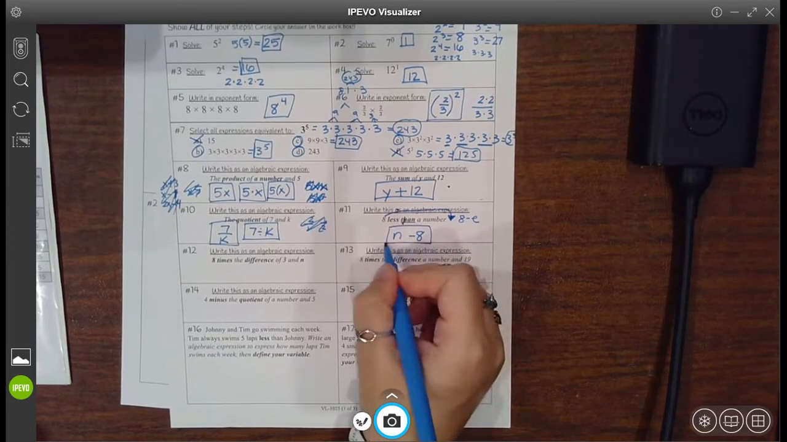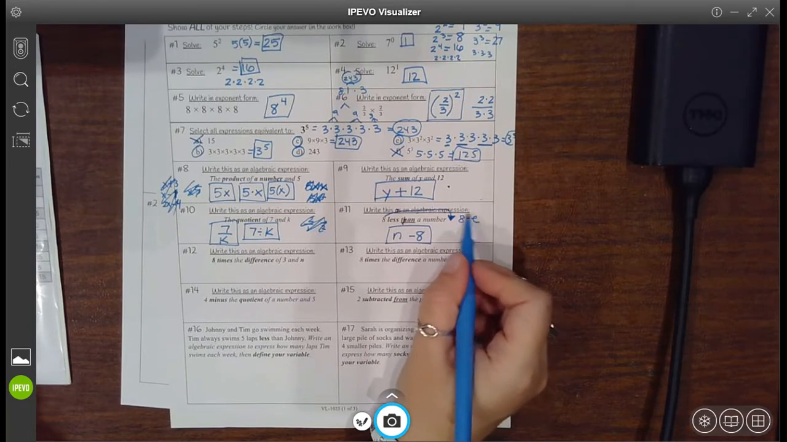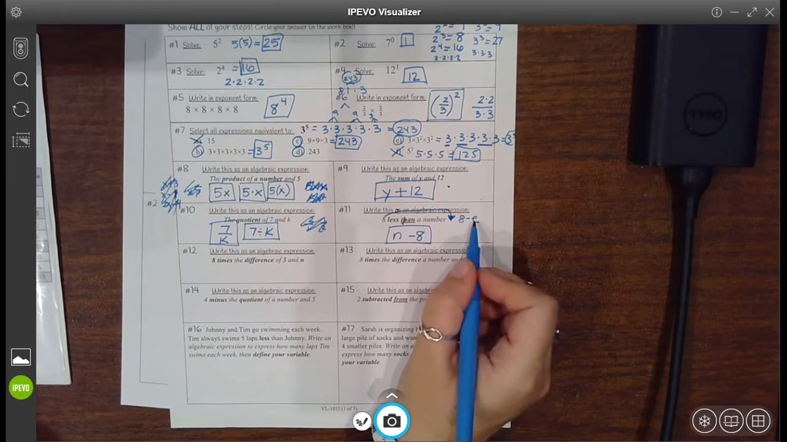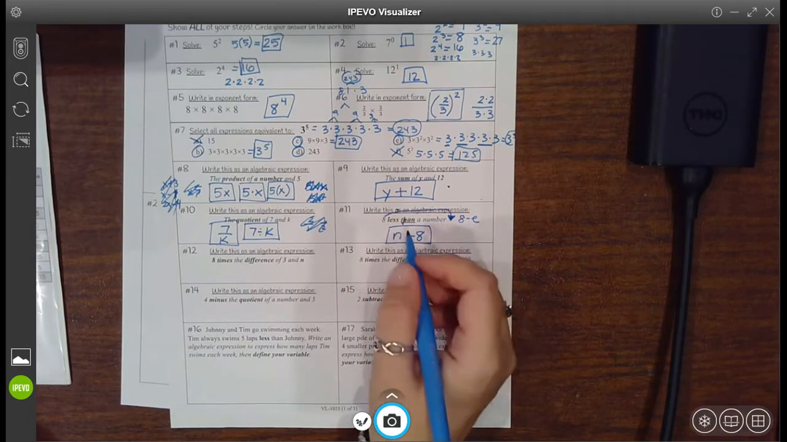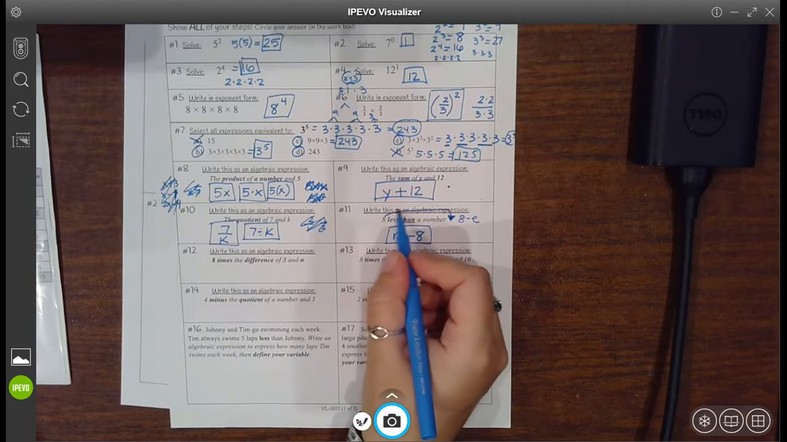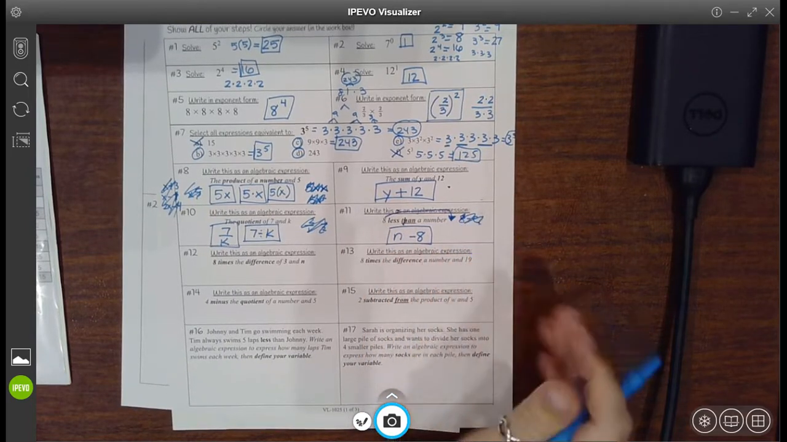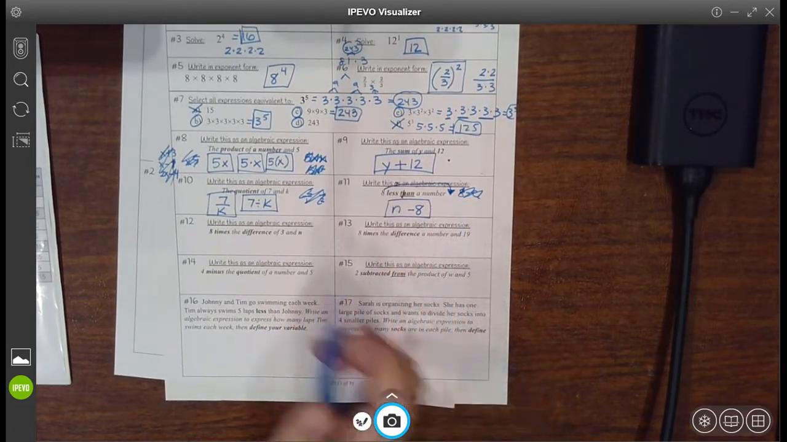Otherwise, if it just said 8 less a number, or the difference of 8 and a number, or 8 minus a number, this would be the right answer. Okay, so those ones don't change. The only one where the 8 moves to the back is when it says less than, fewer than, subtracted from, deducted from. So than and from are your indicator that, oh, it moves to the back. Okay. And again, that's on the last page, that little reminder.